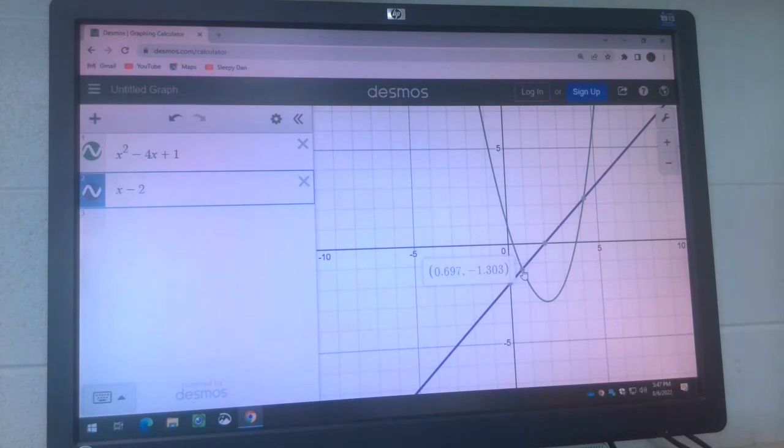0.697, can you imagine doing this by hand and being expected to figure that out? It's not going to happen. 0.697 is one of my points of intersection. And then 4.303 is my other point of intersection. And that's as easy as it gets.